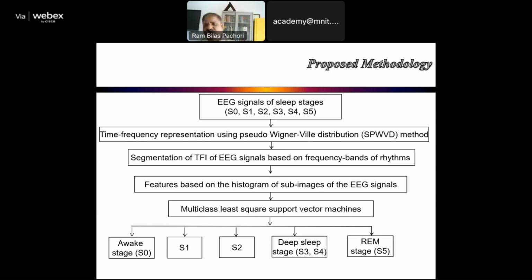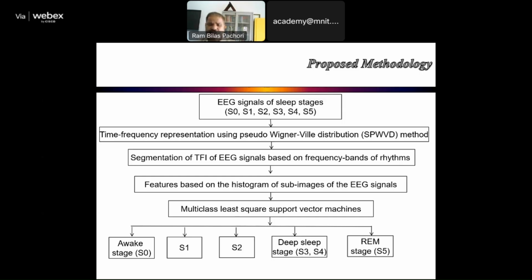This time frequency distribution represents the energy of the signal as a function of time and frequency. Energy is a positive quantity, so it can be converted into an image. So we get a time frequency image, and then we segment this time frequency image based on the frequency bands of the rhythms. Then features based on the histogram of these images of the EEG signals are computed.